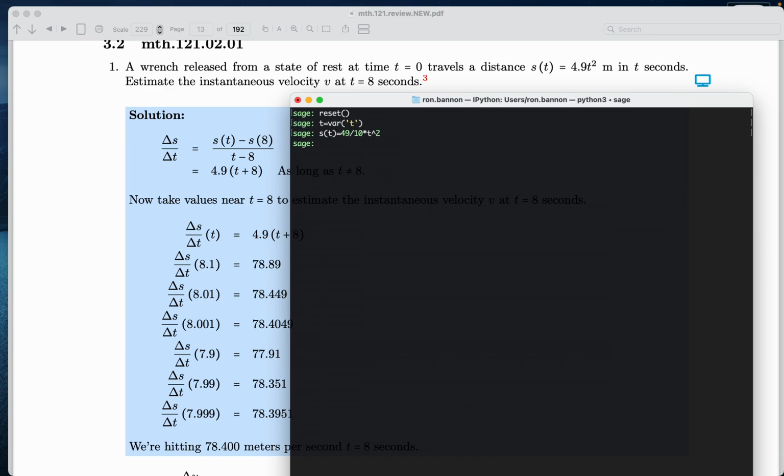I'm going to use a difference quotient. I'm going to call it m slope, m of t. And m of t is equal to s of t minus s of 8 divided by t minus 8. I'm going to display m of t. And it looks like, kind of what I expected. I'm going to try to simplify it, though. I'm going to write that down, simplify. Not that you have to.